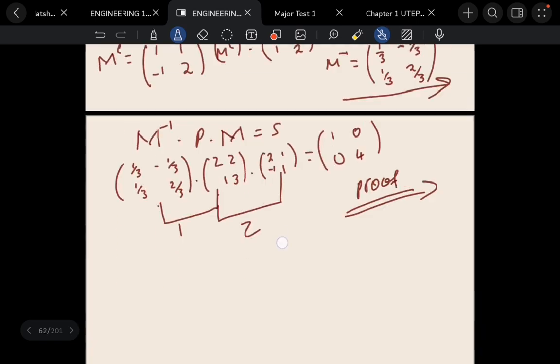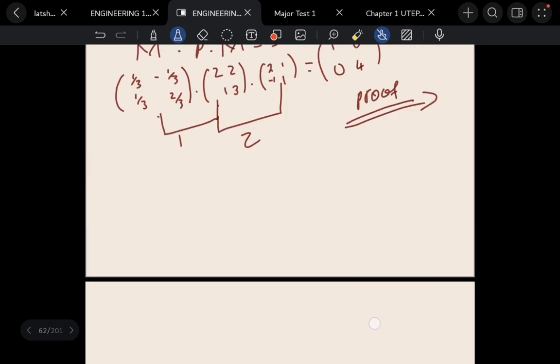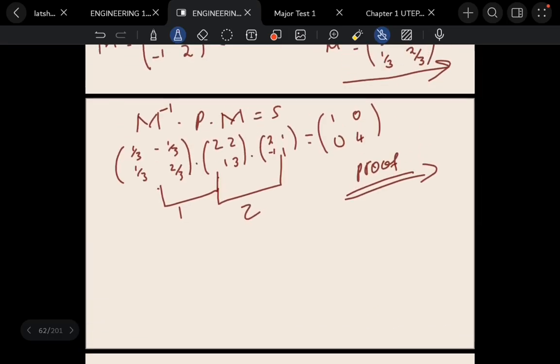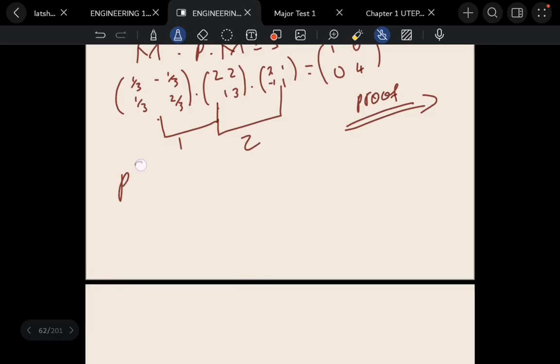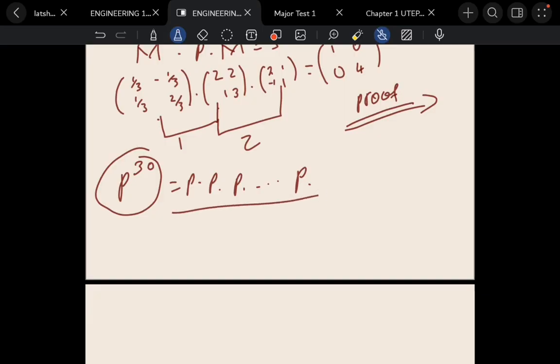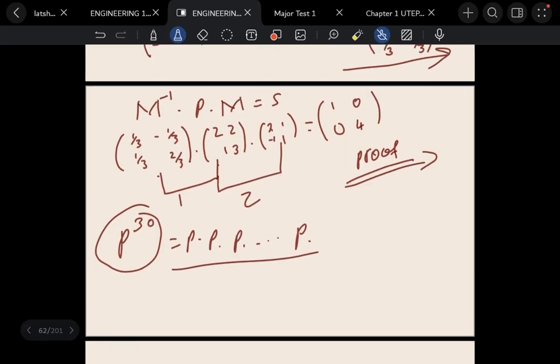Again, it also helps when you want to find P to the power 30, which means we are going to multiply matrix P 30 times. Right, P to the power 30. So it also helps you to find the powers of a matrix.